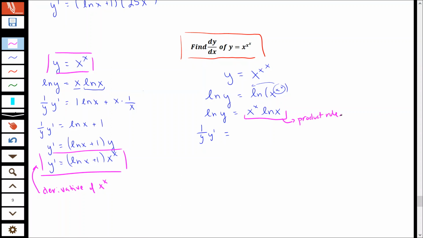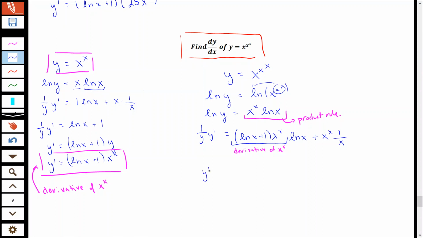Except that we know the derivative of the first, the derivative of x to the x, we can just write that down as ln x plus 1 times x to the x, right? This is our derivative of x to the x. We keep the second, so times ln x, plus keep the first, derivative of the second, 1 over x. And now we're just going to rearrange.